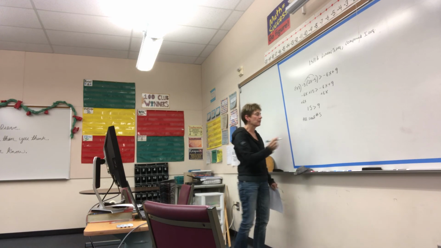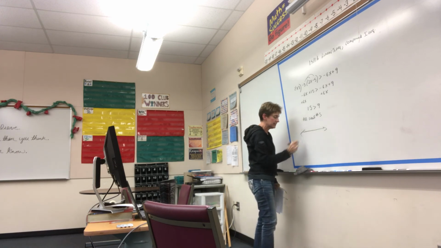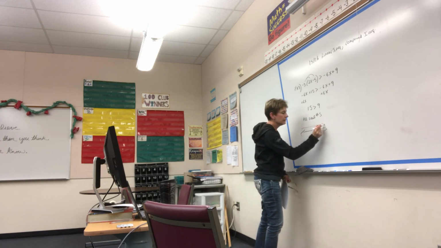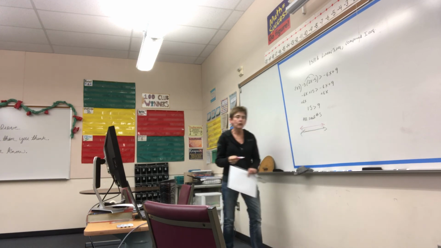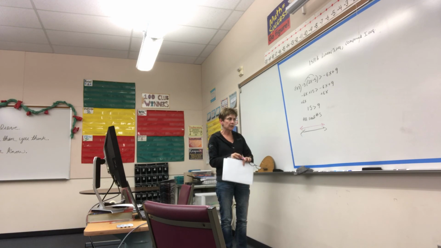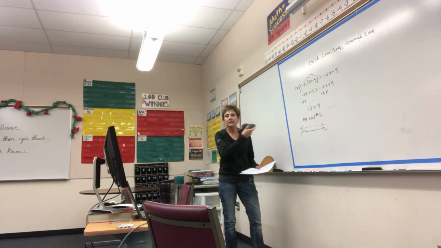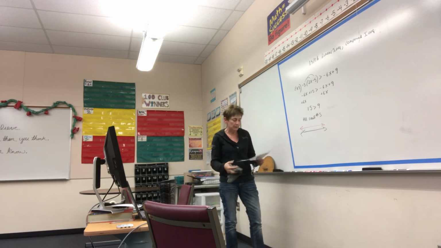So if we were going to graph that on a number line, it's kind of a silly graph, but basically it would look like this. It would be all real numbers. So it would be just a line going in both directions. So every number, no matter what you plug into this inequality, you will get a true statement.